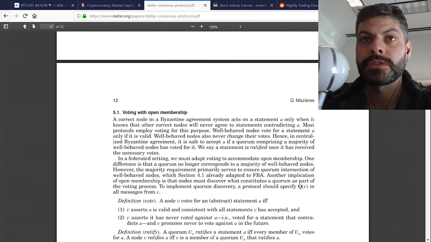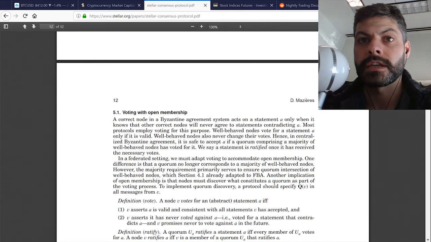5.1. Voting with open membership. A correct node in a Byzantine agreement system acts on a statement A only when it knows that other correct nodes will never agree to statements contradicting A. Most protocols employ voting for this purpose. Well-behaved nodes vote for a statement A only if it is valid. Well-behaved nodes also never exchange their votes. Hence, in centralized Byzantine agreement, it is safe to accept A if a quorum comprising a majority of well-behaved nodes has voted for it. We say a statement is ratified once it has received the necessary votes.